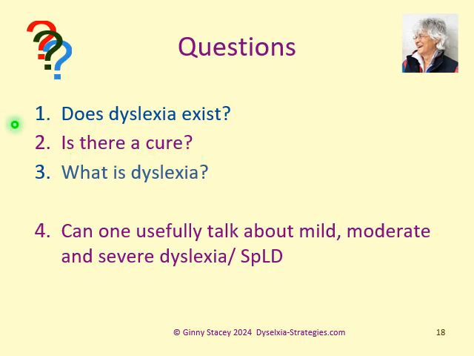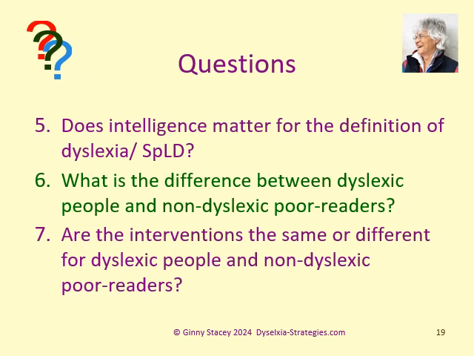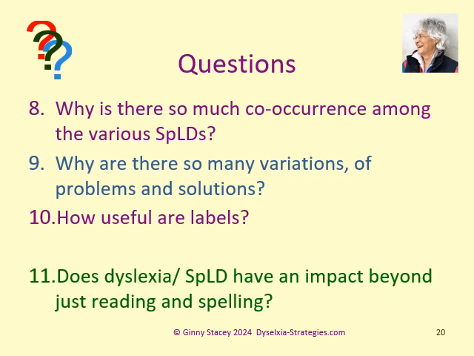So the questions that arise: does dyslexia exist? Is there a cure? What is dyslexia? Can one usefully talk about mild, moderate, severe dyslexia? Does intelligence matter for the definition of Dyslexia-SpLD? What is the difference between dyslexic people and non-dyslexic poor readers? Are the interventions the same or different for dyslexic people and non-dyslexic poor readers? Why is there so much co-occurrence among the various SpLDs?